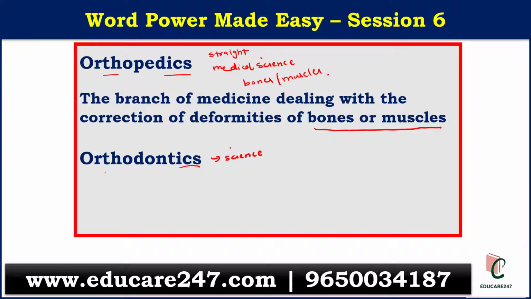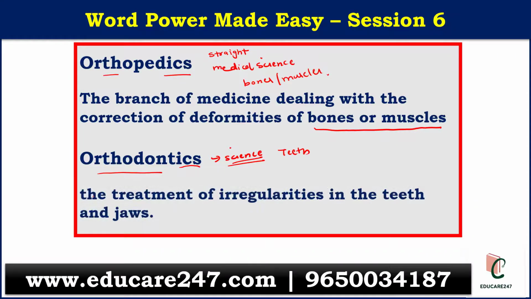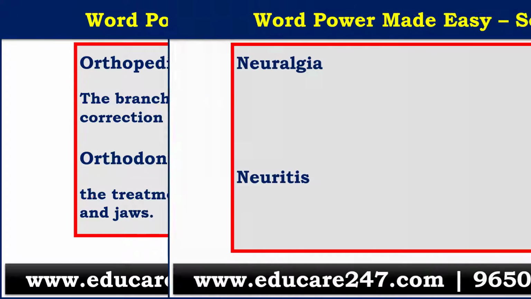Next we have orthodontics. Orthodont is teeth, and ICS again is for science. So orthodontics will be the treatment of irregularities in teeth and jaws. It's a science or treatment for irregularities of teeth and jaw. I hope you have understood it. Let's move to the next word.